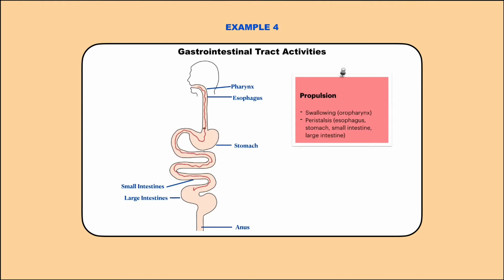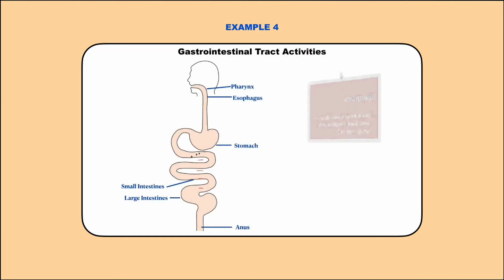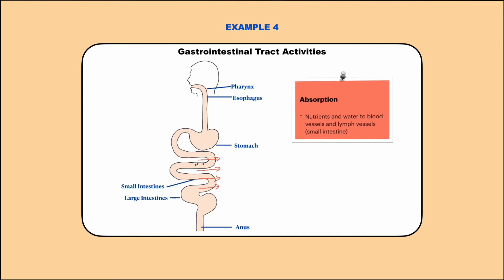The movements that propel the food particles through the digestive tract are called peristalsis. The simple molecules that result from chemical digestion pass through cell membranes of the lining in the small intestine into the blood or lymph capillaries. This process is called absorption.